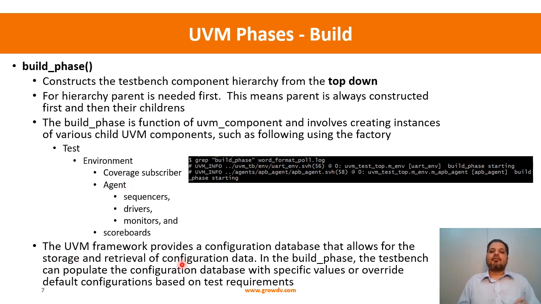So the UVM framework provides the configuration database, and that allows for the storage and retrieval of data. In the build phase, typically any of the configuration objects are created and passed across to the lower level hierarchy, and then the lower level hierarchy, before doing their build, uses this configuration to make sure that it is satisfying the test intent, right? So somebody can say, I want an interface with these many ports and all that.